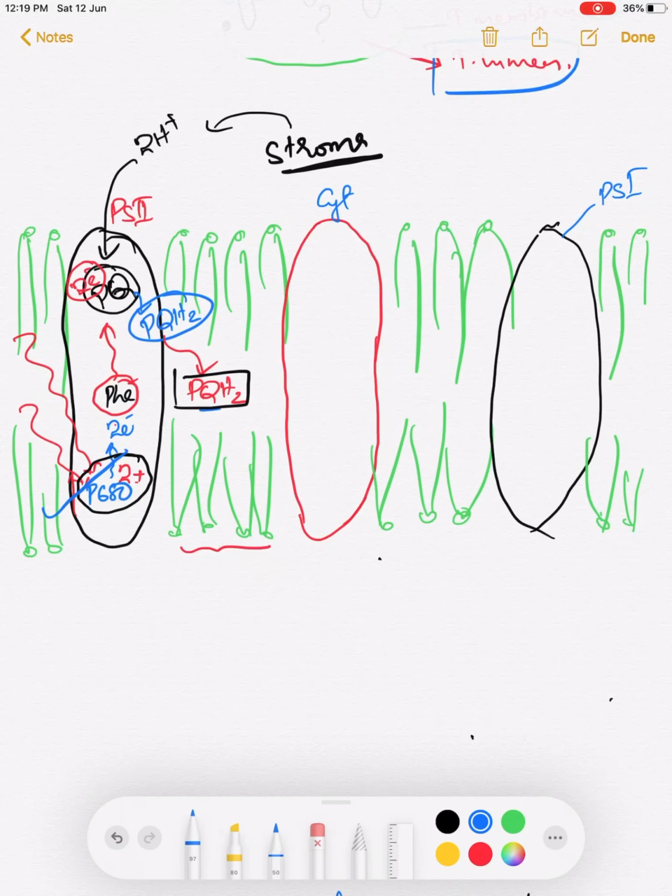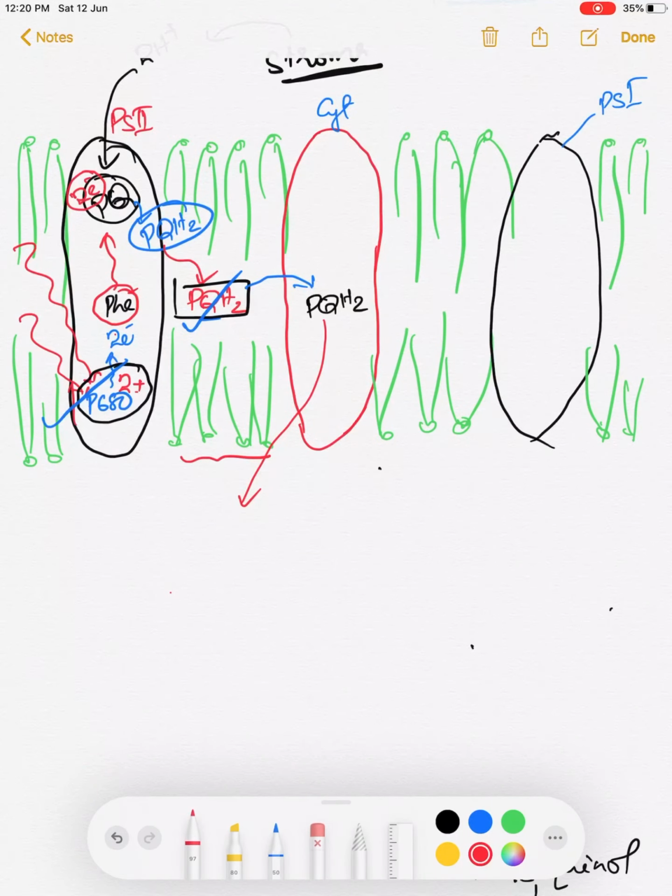We can come back to this PQH2. What is the fate of this PQH2? You know, this PQH2, being a mobile electron carrier, will next move to the cytochrome. This PQH2 will undergo oxidation. During this oxidation, PQH2 is oxidized to PQ plus 2H plus 2 electrons.